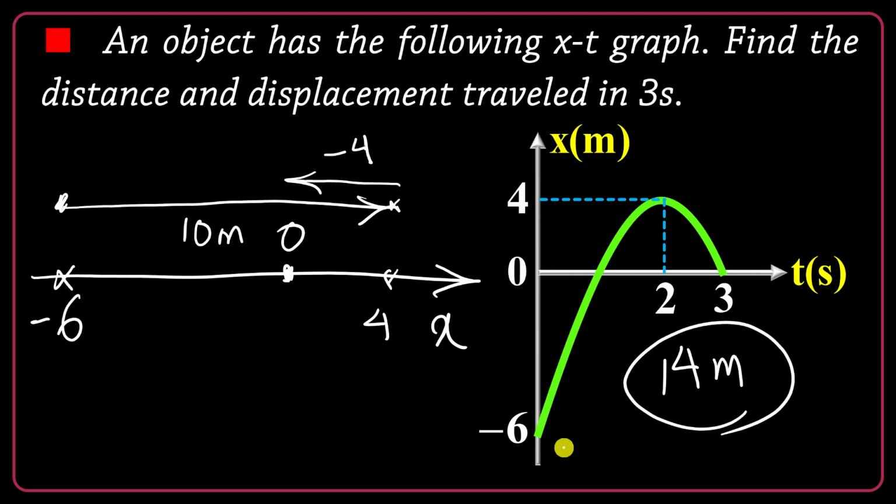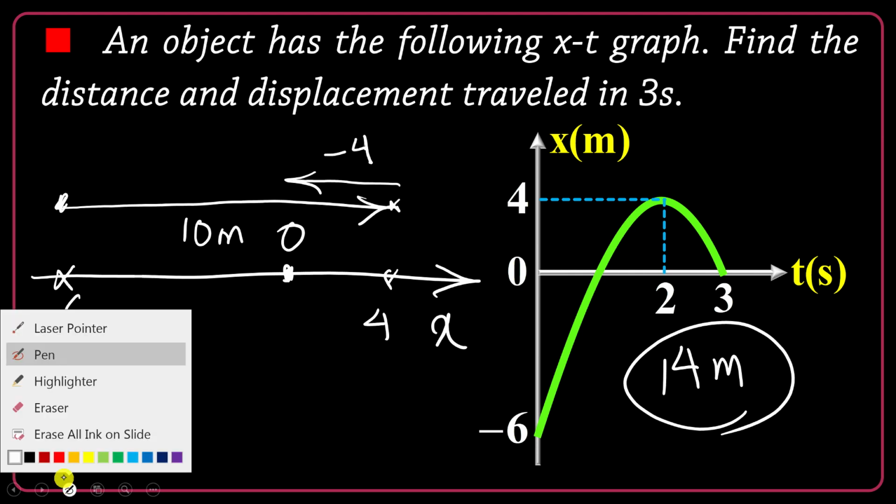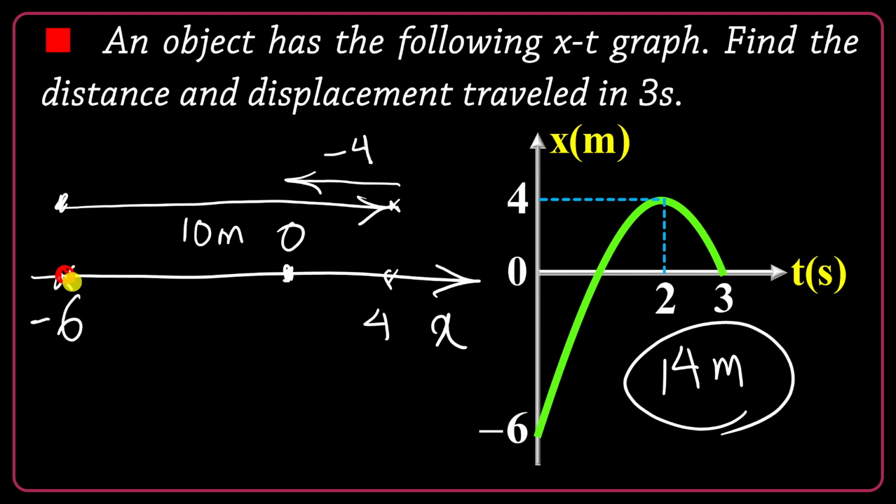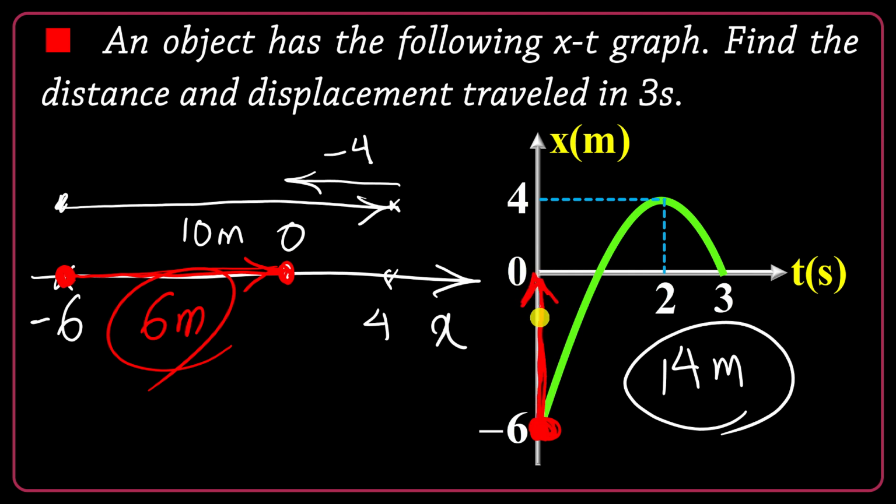But about the displacement, we just need to connect the beginning and the ending point. The object starts from -6 and ends at the origin, so this is the displacement. Very easy. It's 6 meters. You see why it is positive? Because we draw the horizontal arrow from left to right, so it is positive. And also on the vertical axis, I can show you this one. I start from -6 and I end the vector at x equals 0.